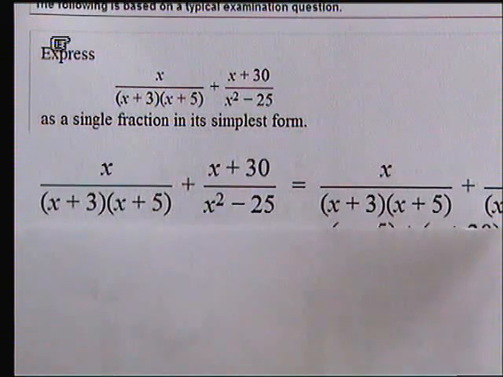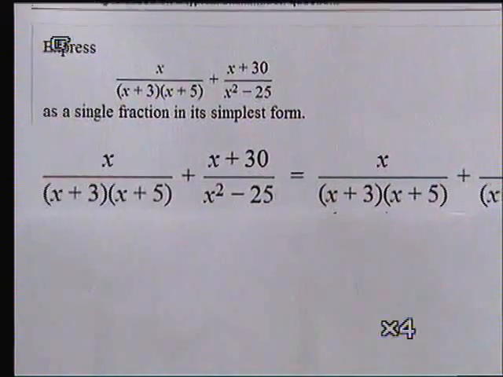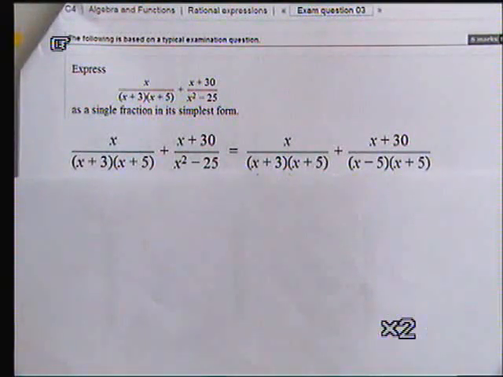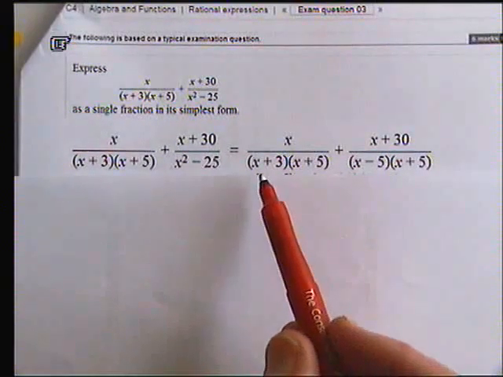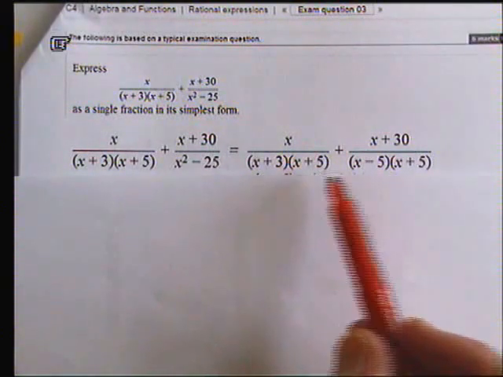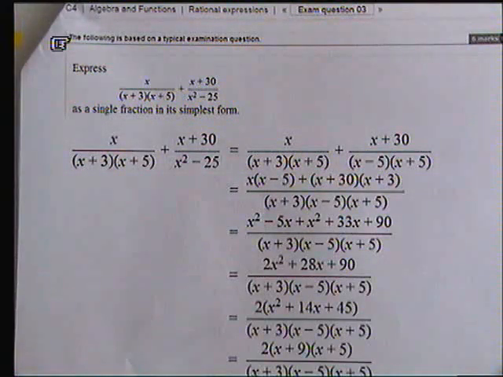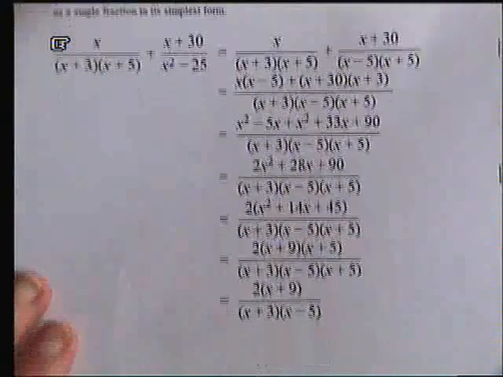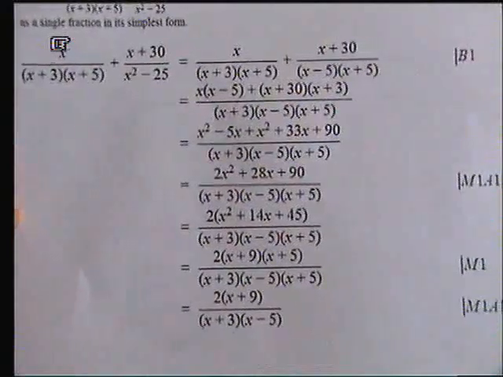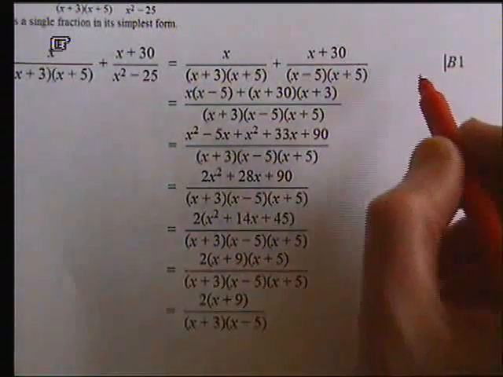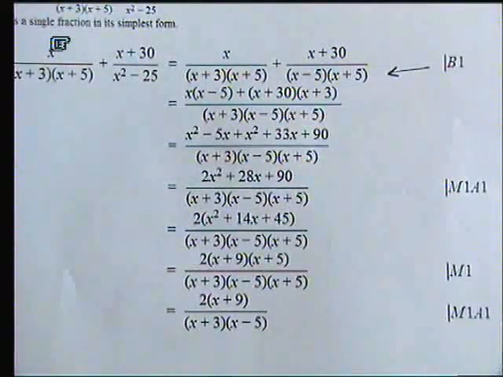So first of all, they've just rewritten the question. I'll get that so you can see it. You've just rewritten the question as that. The common denominator will be an x plus 3 bracket, an x plus 5 bracket, and an x minus 5 bracket. So to be over 3 bits. They've done it, they've played through the algebra, they've got an answer at the end. There are the marks they have. So that's 6 altogether. 1 mark is just basically for the difference of 2 squares.